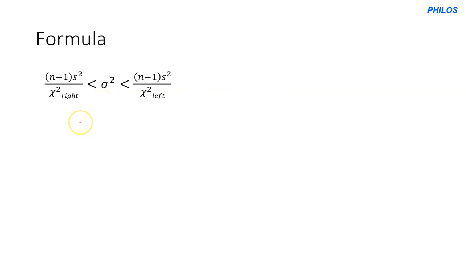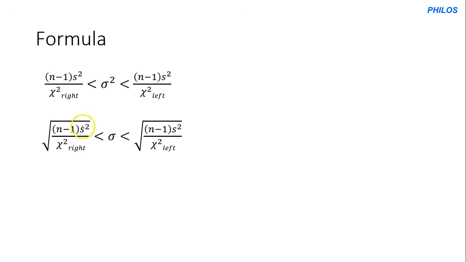Okay, but when you want to estimate confidence interval for standard deviation, you are going to take the square root of this and then the square root of this. But this place should be a sigma without a square. So this shows that you are estimating confidence interval for standard deviation. Remember that when you take a square root of a variance, you get a standard deviation.